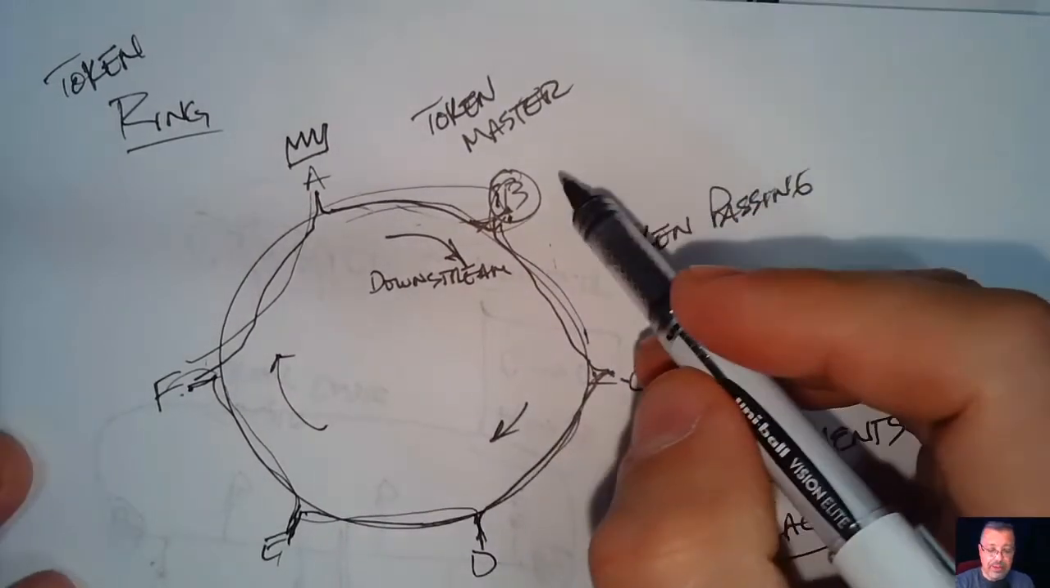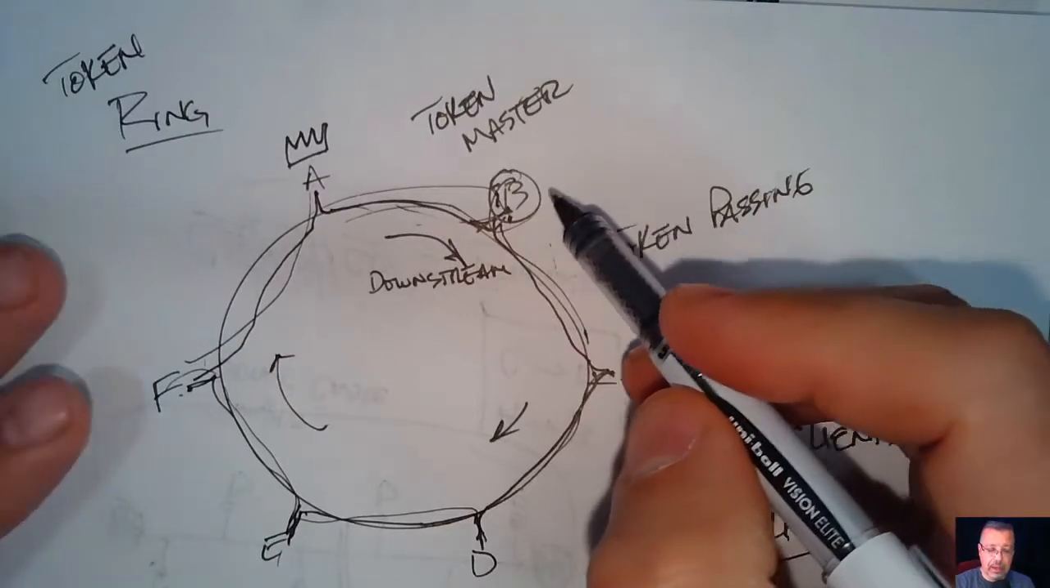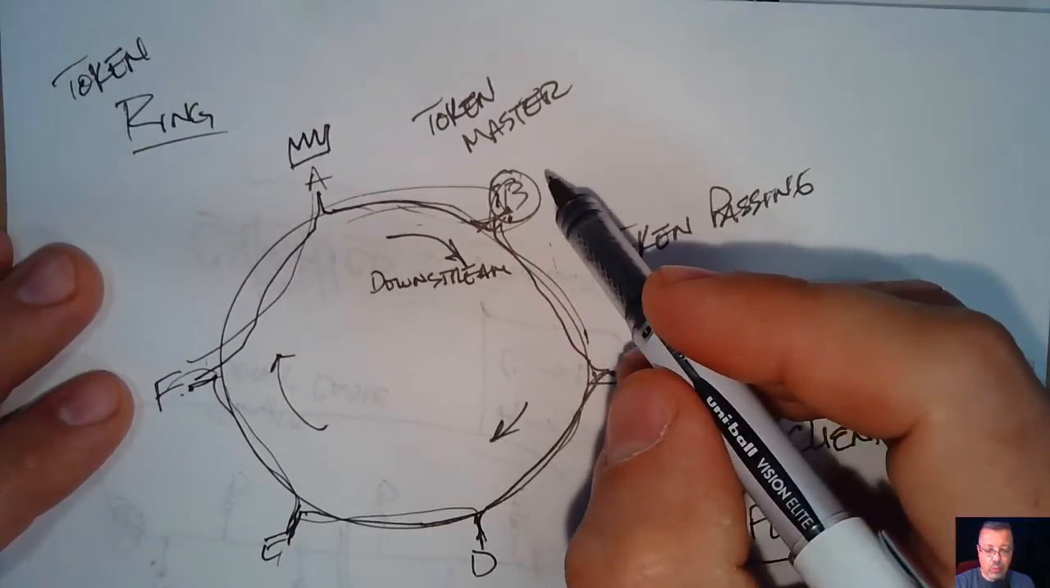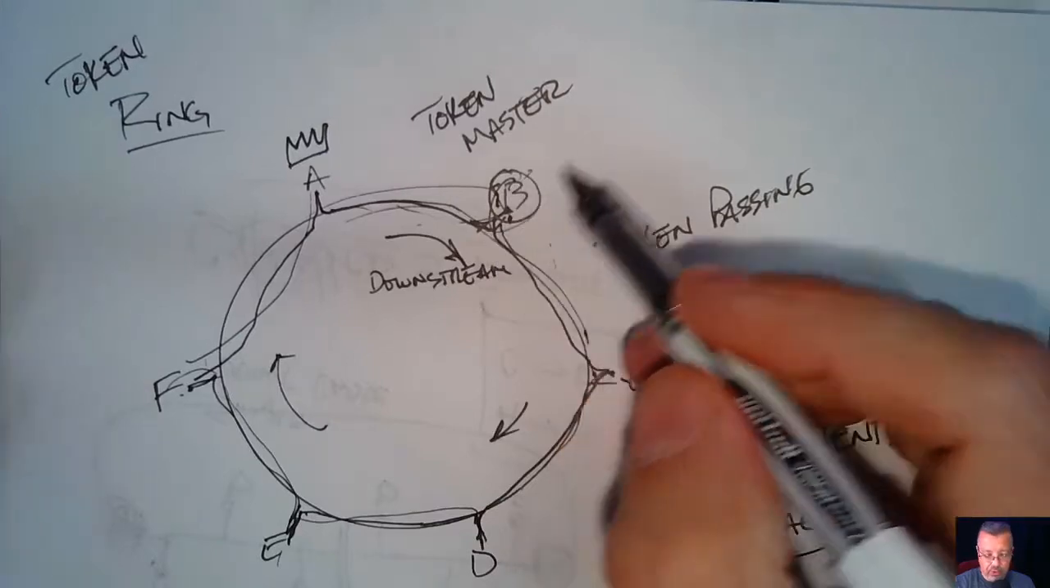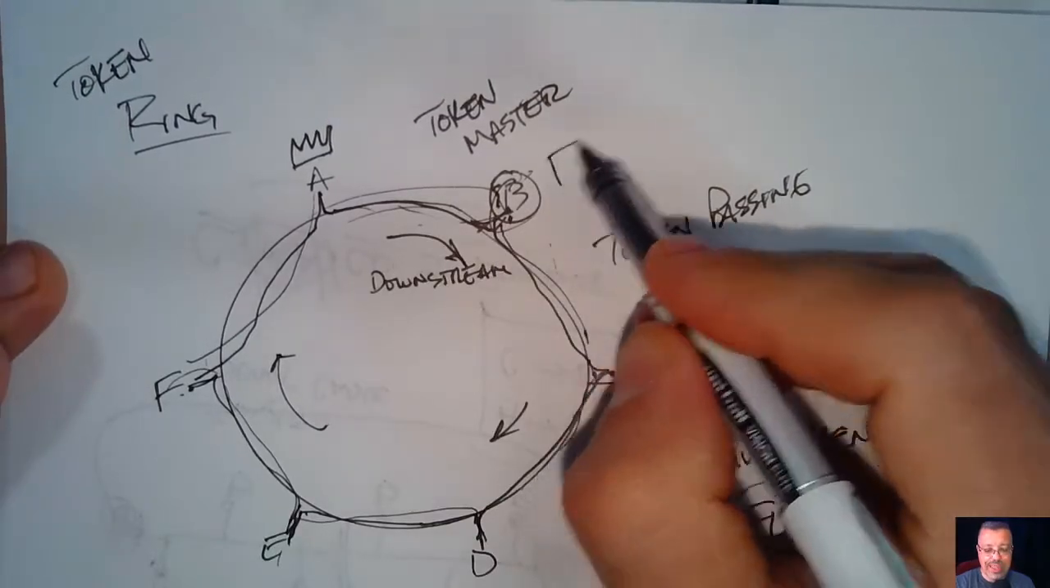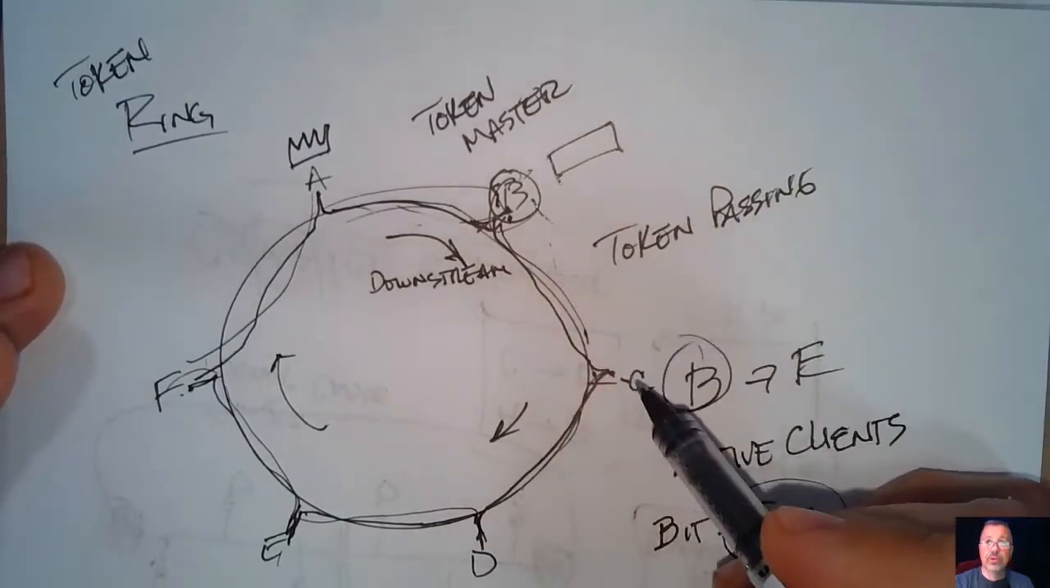Now, at that point, that cycle is done. B then will kill that packet, destroy that packet, create a brand new clean empty packet, and send it downstream to C.